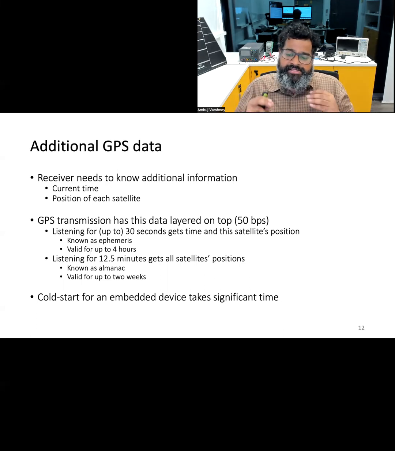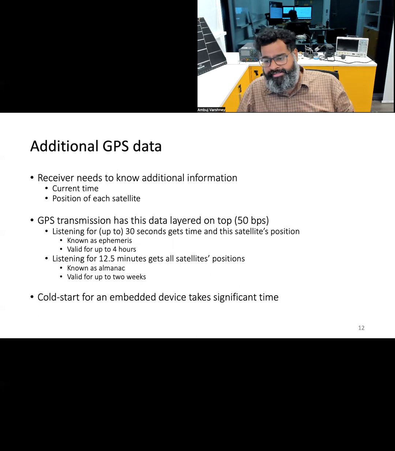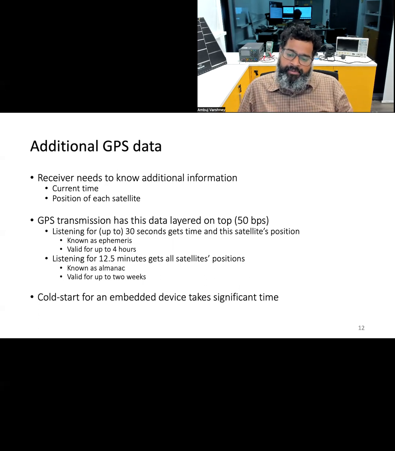On the other hand, if the receiver continuously listens for a duration of 12.5 minutes, it can get information about all the overhead satellites. This data is valid for about 2 weeks and is known as almanac. But please keep in mind that receiving signals with a GPS receiver is a very power-consuming task, as wireless transceivers are extremely energy expensive. If you keep a GPS receiver on for 12.5 minutes just to get this almanac data, it can really drain the battery of your IoT device, smartphone, or other such device.